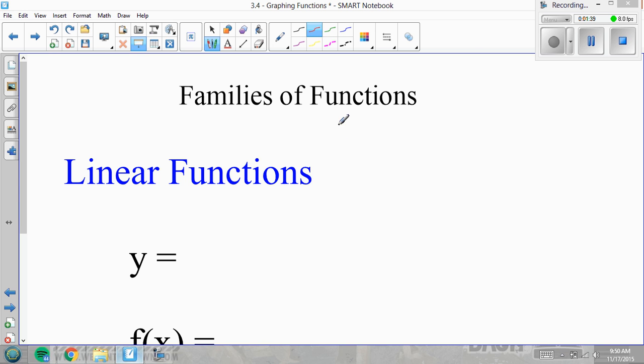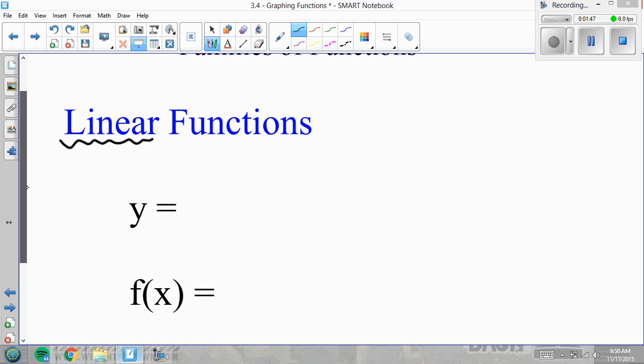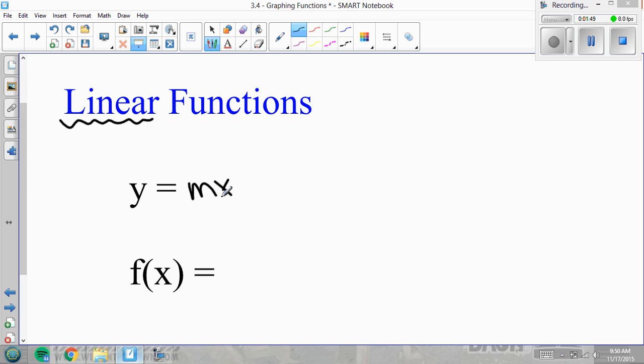And there's 3 different families of functions we're going to be talking about. Okay, the first one is linear. So linear functions look like y equals mx plus b, or f of x equals mx plus b. Remember, it is the same thing. Y and f of x are the same.